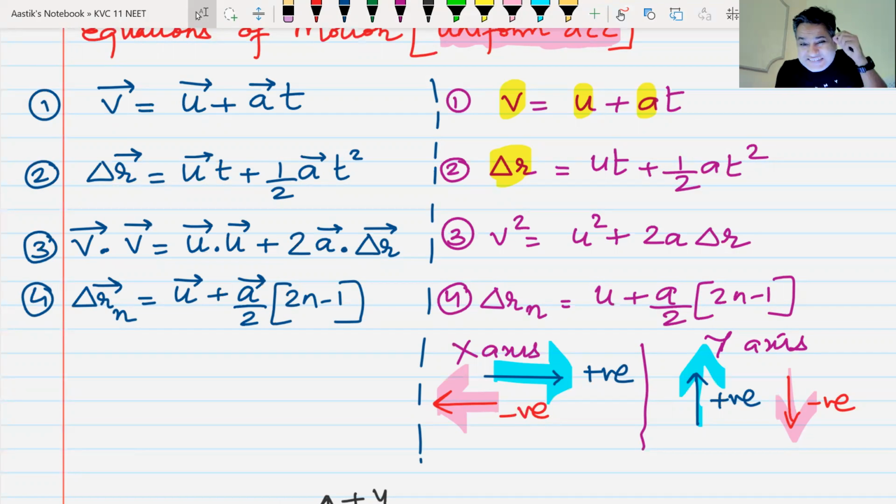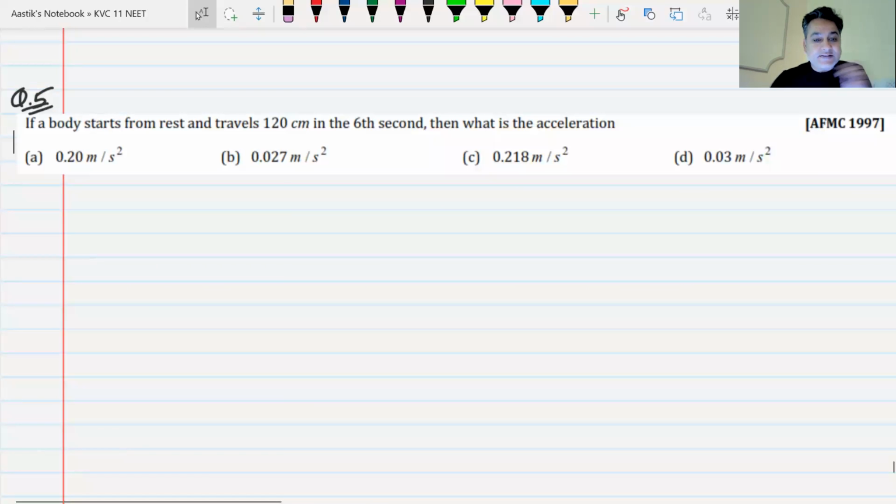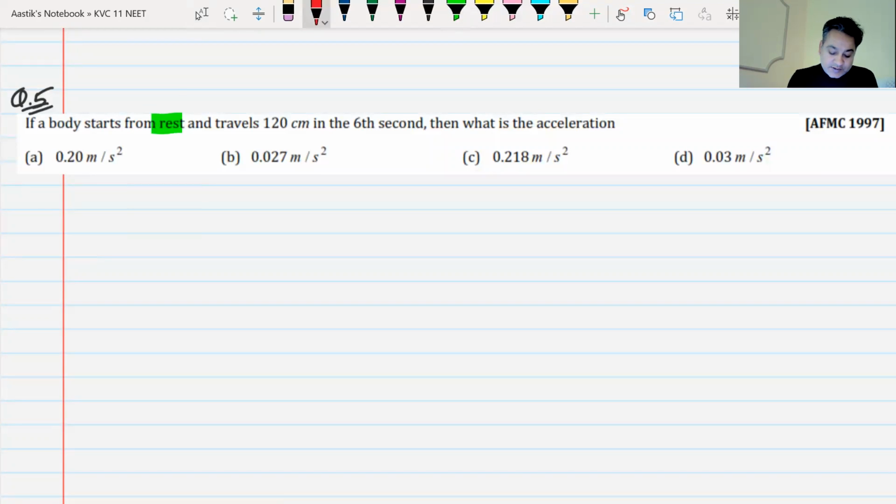They're talking about the 6th second, I think, in the question. Nth second, 6th second. Which formula? And the correct option is what I am seeing on the screen right now. You have to use formula number 4. Now I will see what all things are given to me and I will use formula number 4. It travels from rest, so my initial velocity becomes 0. Yes or no, my dear friends?